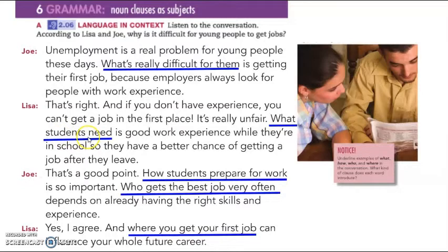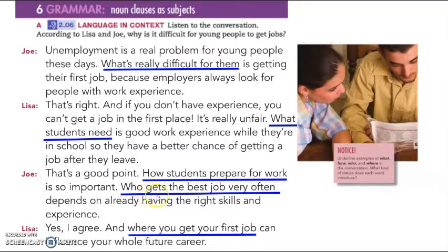The same case, we have what students need. All of this is the subject of this sentence. It's good work experience while they're in school. So that is another example of a noun clause. In here we have another. How students prepare for work is so important. What is so important? All of this. This is the subject of this complete sentence: how students prepare for work.